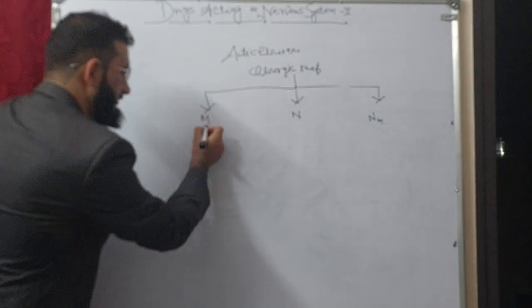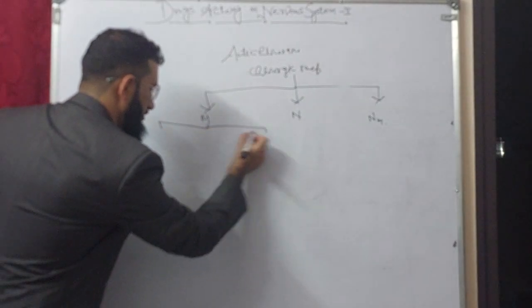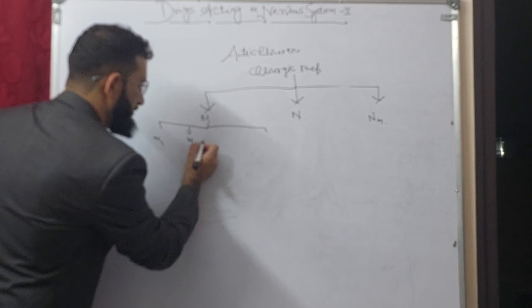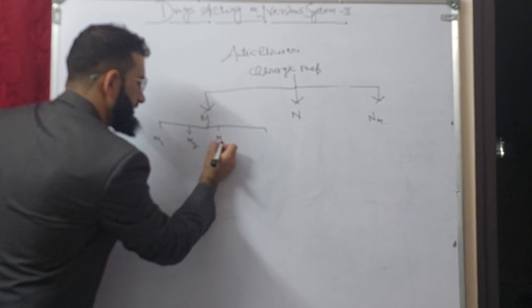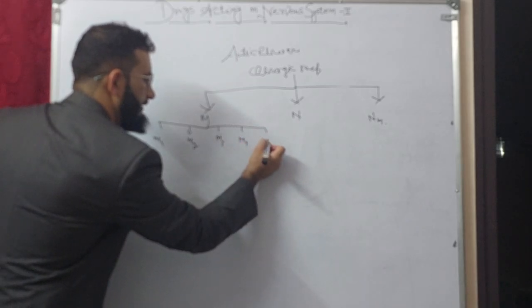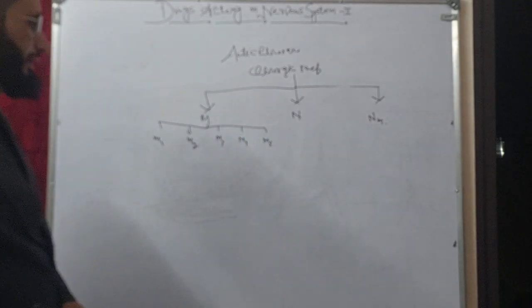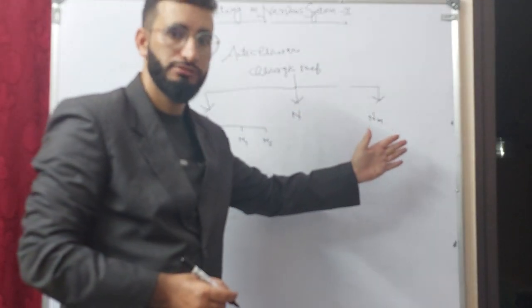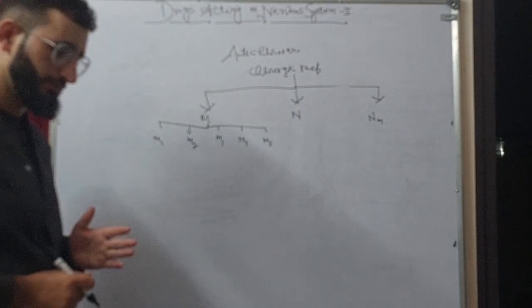The muscarinic receptor is further subdivided into M1 receptor, M2 receptor, M3 receptor, M4 receptor, and M5 receptor. And this is the nicotinic receptor, and this is the neuromuscular junction receptor, NM receptor.